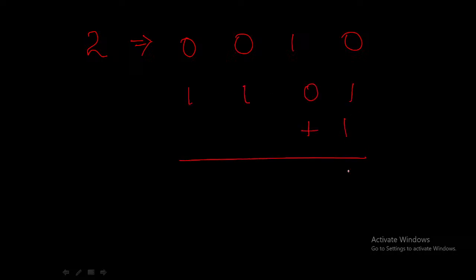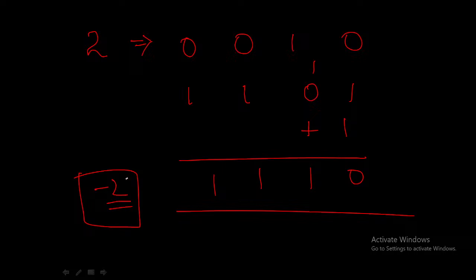Next, how to represent minus 2 in 2's complement form? First we should write plus 2, which is nothing but 0010. And if we perform 1's complement, what we will get? 1101. Plus 1, we will get 2's complement, 1110. This is the 2's complement form of minus 2.